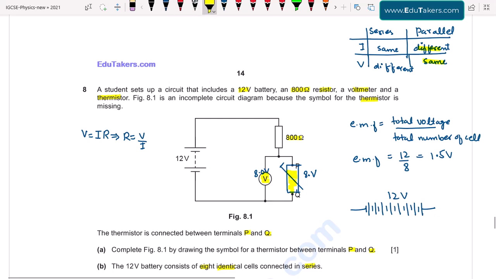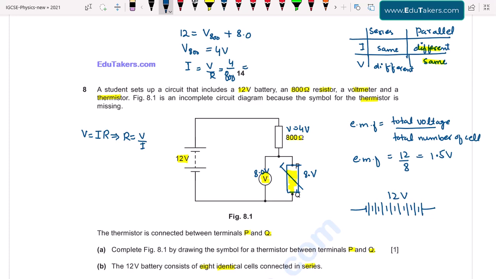And in the circuit we can see that the EMF is 12 volt and 8 volt is dropped across the thermistor, and the rest is the potential across this 800 ohm resistor. So I simply write it as 12 volt will be equal to the potential across 800 ohm resistance plus 8.0 volt, that is the drop across the thermistor. So here we have to find out V800, it comes to be 4 volt. So the potential across this is 4 volt, and we can easily find out current here by using I is equal to V over R. So here 4 divided by 800, current comes to be 0.0050 amperes.